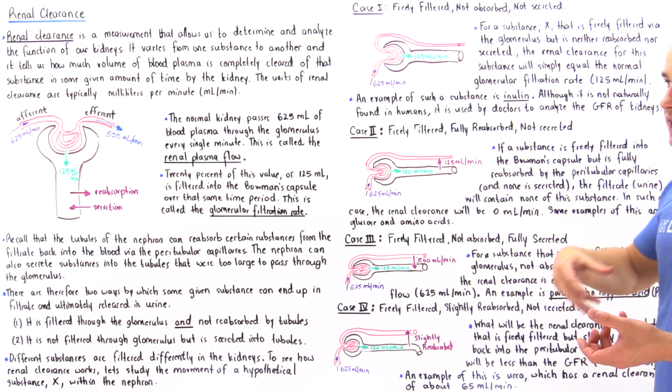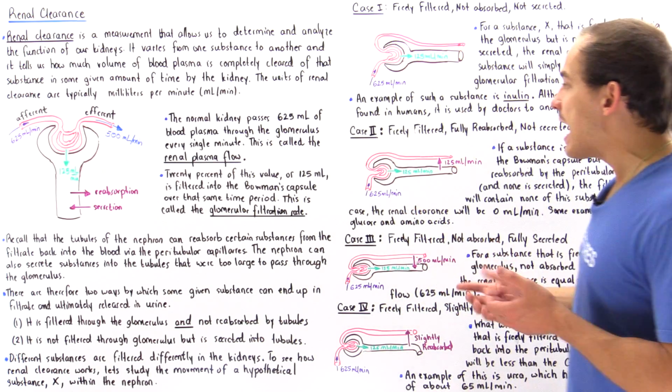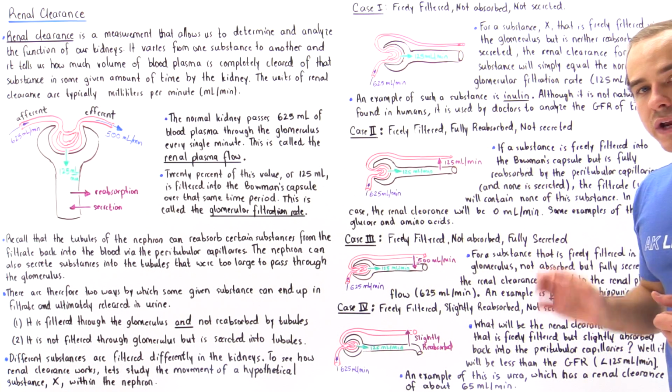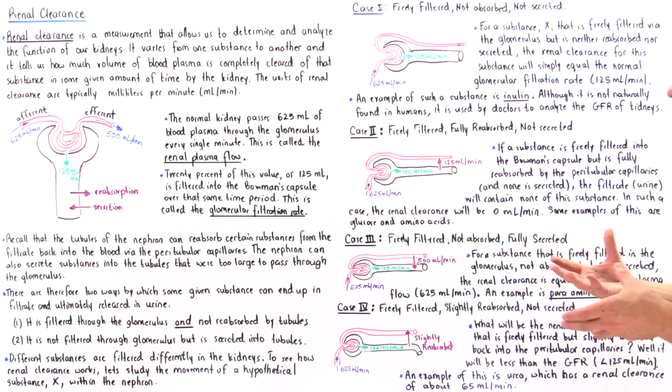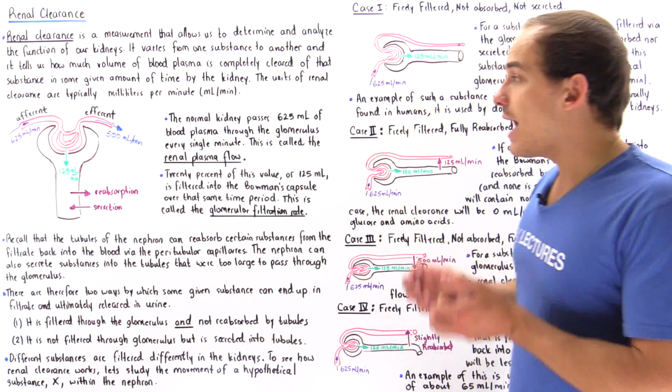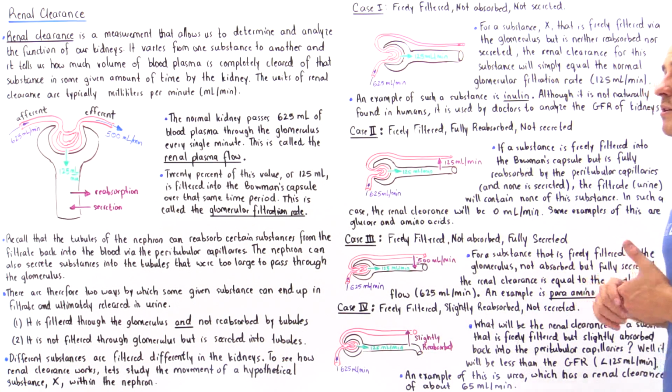Now, there are other cases that exist. For example, we can have a case where we have freely filtered, not reabsorbed, but slightly secreted. And in this case, we'll have a renal clearance value somewhere between 125 milliliters per minute and 625 milliliters per minute.